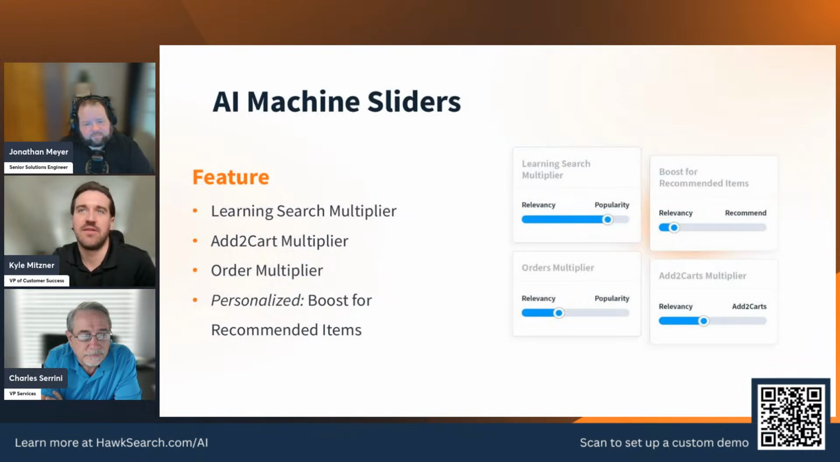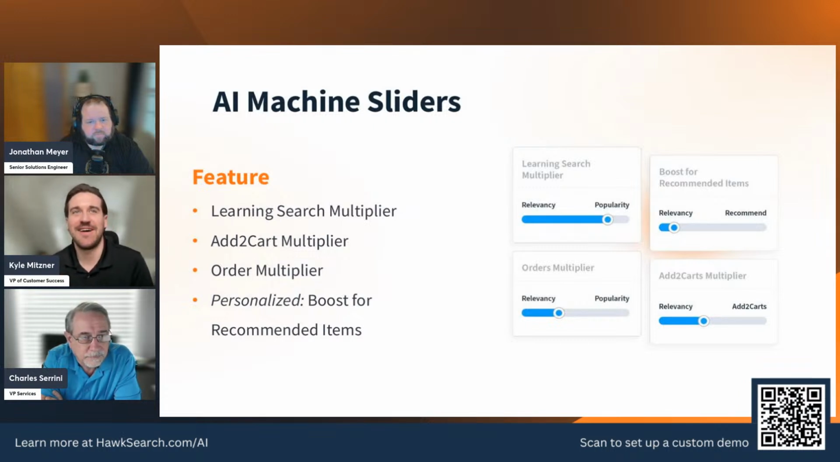The one I like to call out is the boost for recommended items, because that one is personalized to each visitor. So we're tracking the visitor ID. To go back to tracking, we're tracking the visitor ID. We know their interactions on your site. We know what they're searching by. We know what they're clicking on. That boost for recommended items is personalized to each user. And you'll notice that even in the workbench, this is one thing when I first started with HawkSearch, I was like, why does this one have a massive boost?